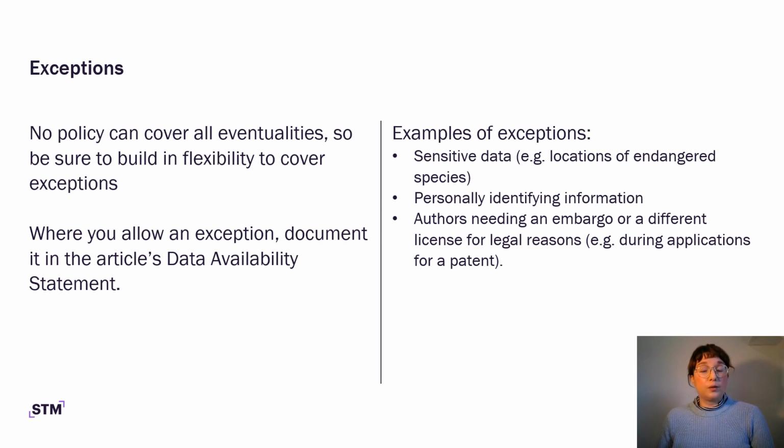Similarly, some authors may not be able to apply an open license to their data, for example, if they're in the process of applying for a patent. You may choose to waive any open licensing requirements if the author can provide evidence that they cannot comply with them. If authors are using policy exceptions to avoid open data sharing, they should, at a minimum, provide an explanation for the lack of sharing in their data availability statement.